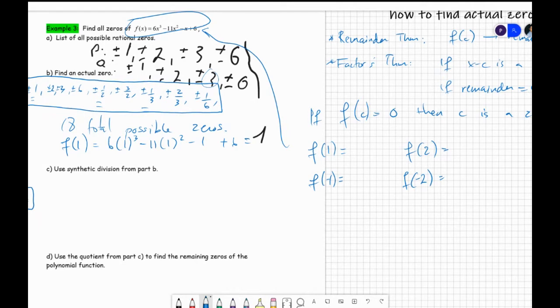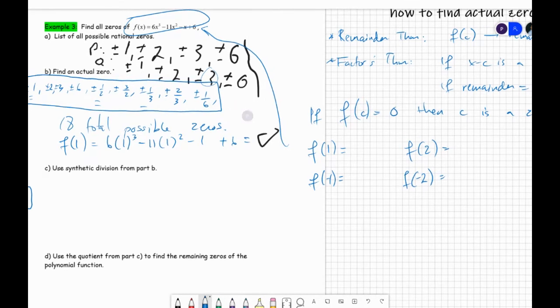It equals 1. Are you sure? I mean, right. Okay. All right. So that's one of them right there.